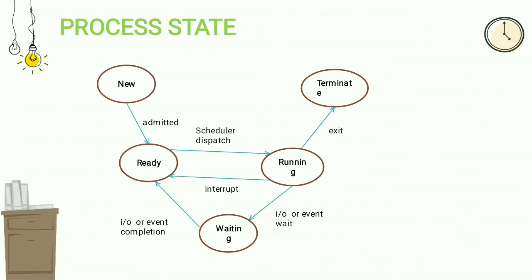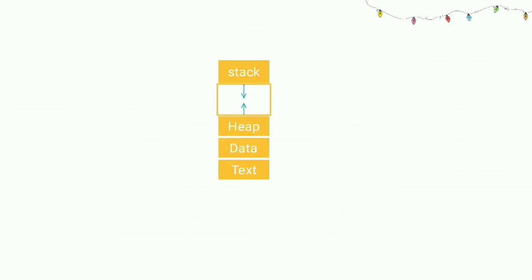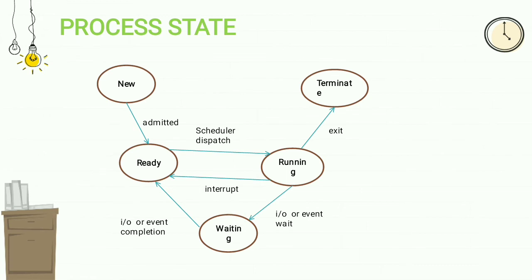So next comes the process state. A process will undergo 5 states here, starting from new to the terminate state. As the process executes, it changes state. The state of a process refers to what the process currently does. A process can be in one of the 5 states in its lifetime. The first one is new state, ready state, running state, waiting state, and terminate state.